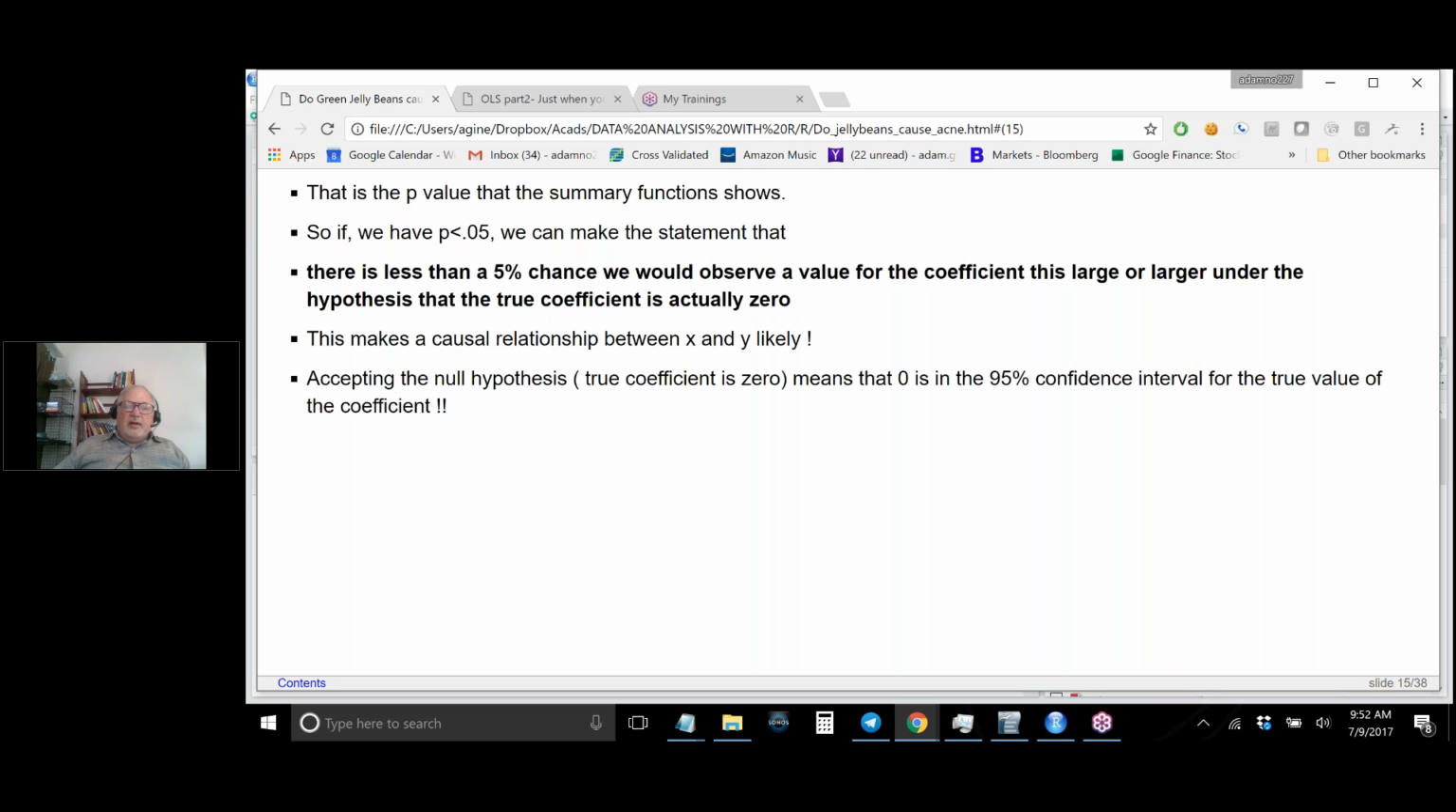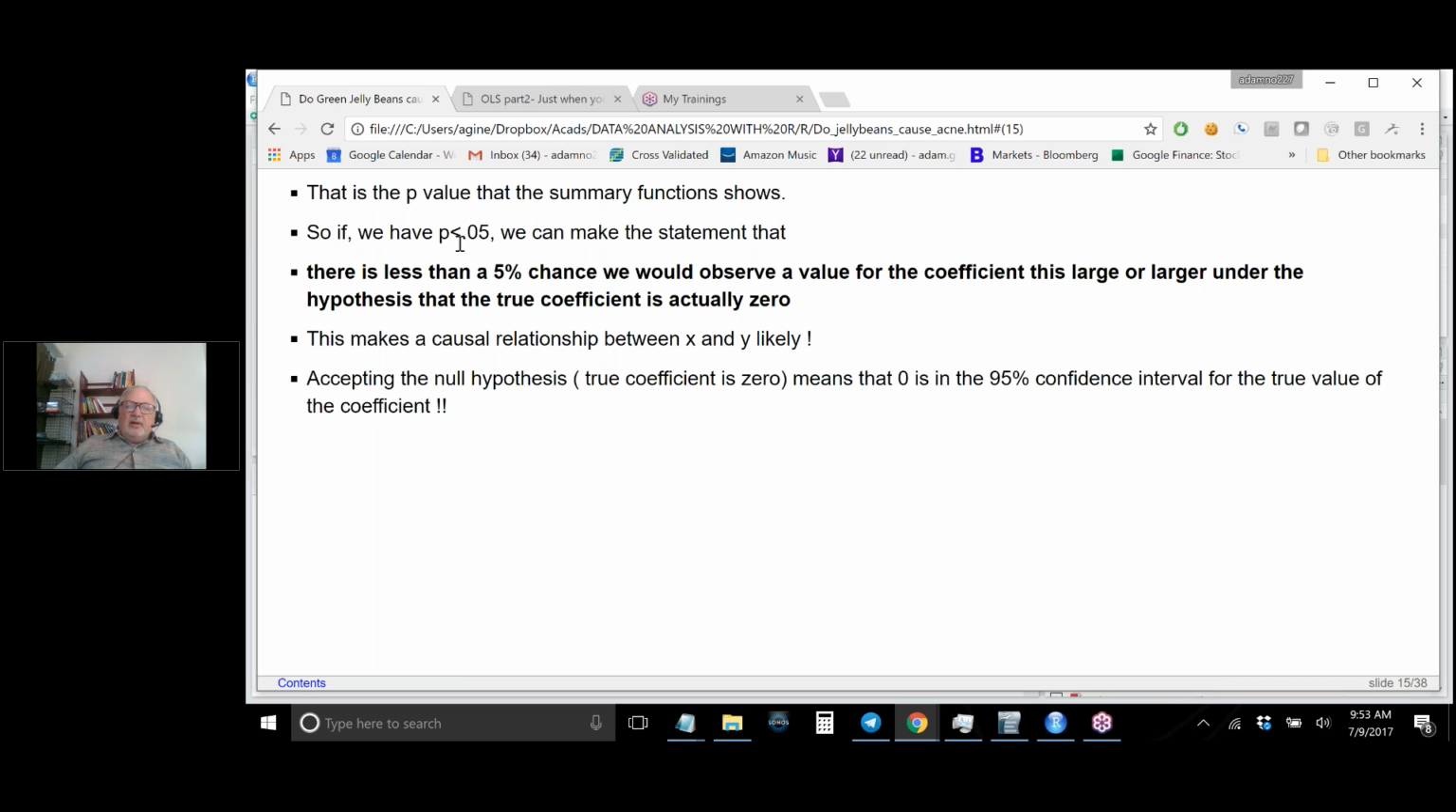Drum rolls, please. Okay, so this is what I just said, but let's repeat it one more time. The p-value that the summary function gives for the linear model is the probability of observing a coefficient that large if the true value is 0. That's the hypothesis: the true value is 0. So if the p-value is less than 0.05, we can say there is less than a 5% chance we would observe a value for the coefficient this large or larger under the hypothesis that the true coefficient is 0.